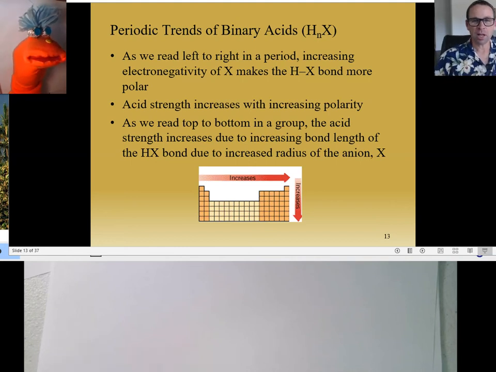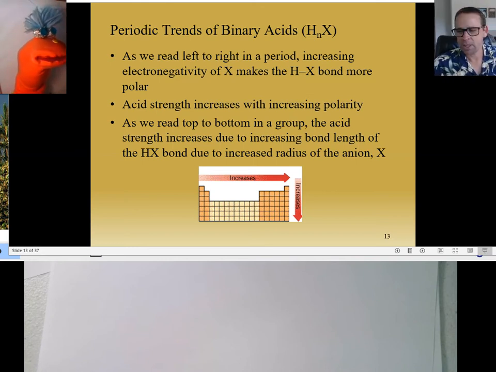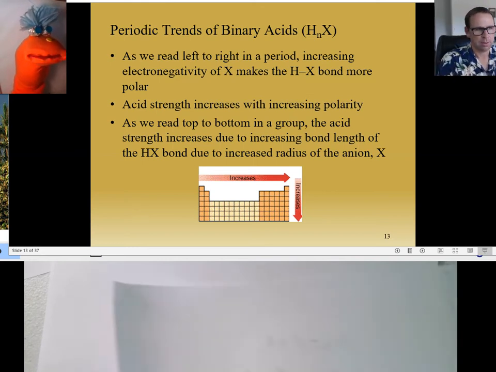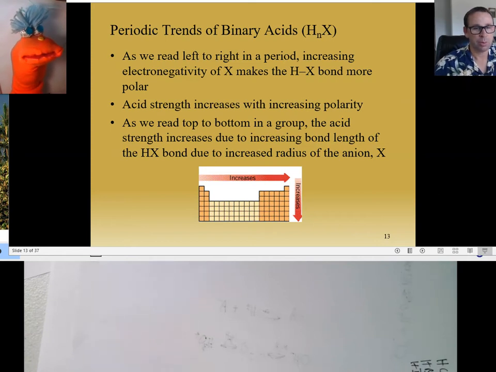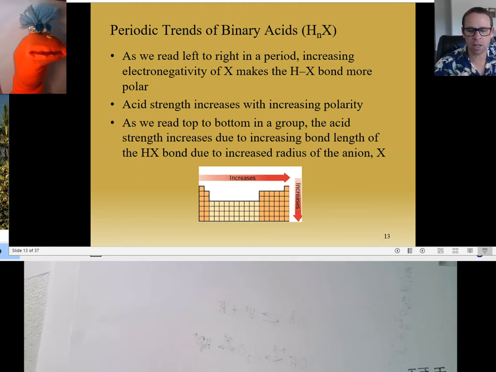All right, let's talk about acid strengths for binary acids. Now, a little review. What is a binary acid? Oh, I can't remember. Well, do you remember the other kind? Oxoacids, right? Yep, there's binary and oxoacids. How do you know if an acid is an oxoacid? It contains oxygen. Okay, so a binary acid is an acid that contains only one other kind of element.